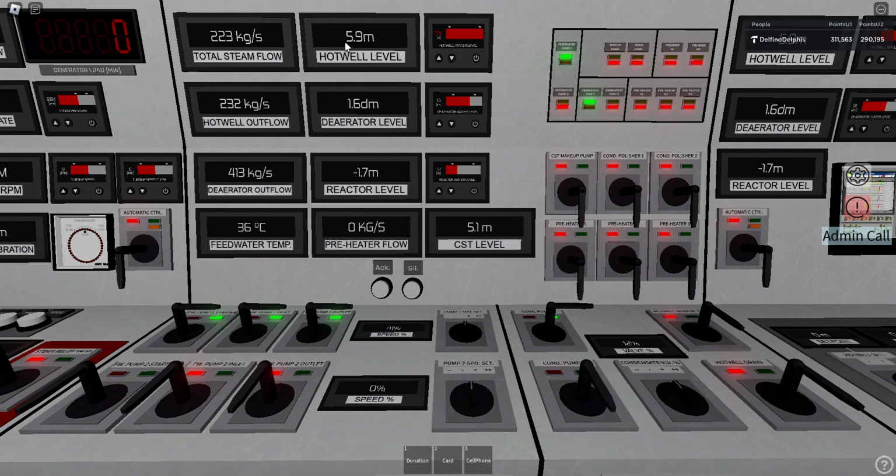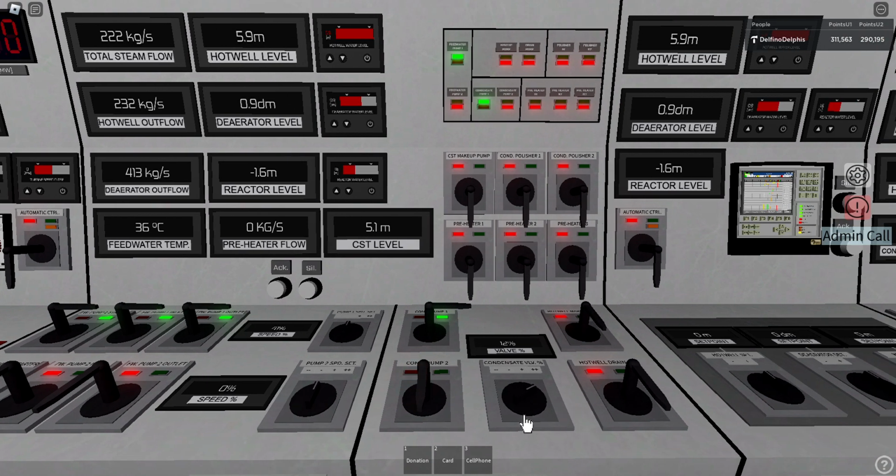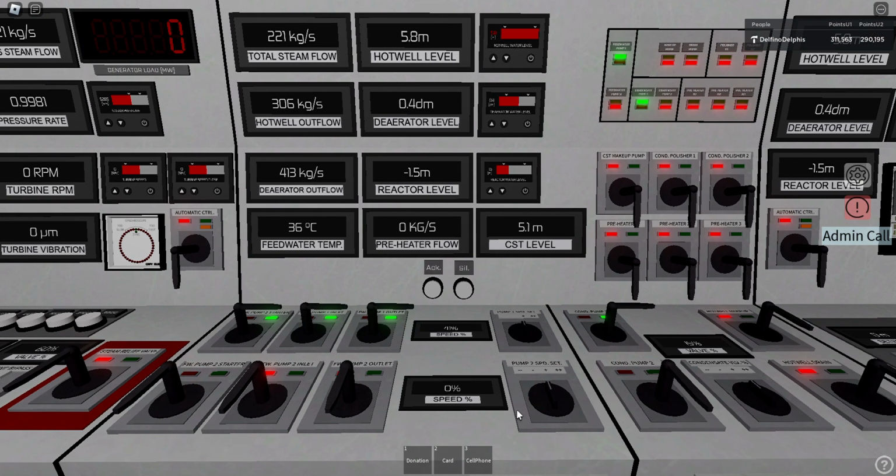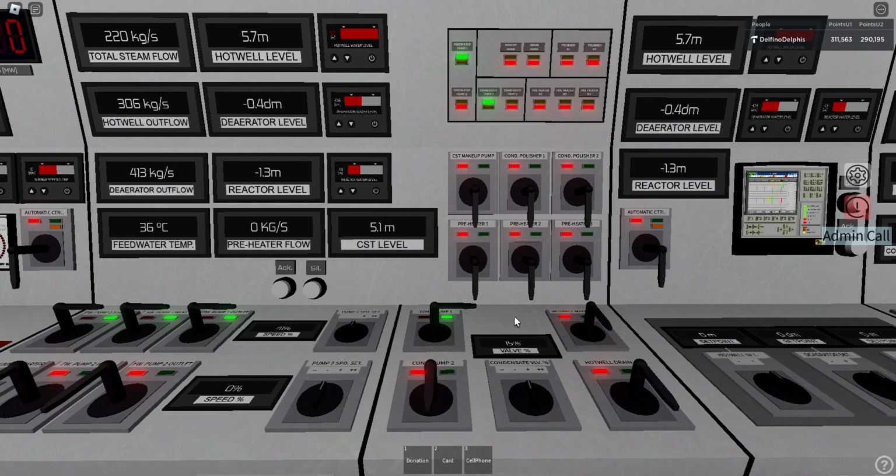So this hot well level is still very high. I want to increase the outflow from the hot well. Basically 0 is the desired level. Anything above is just too much. Anything below is not enough.